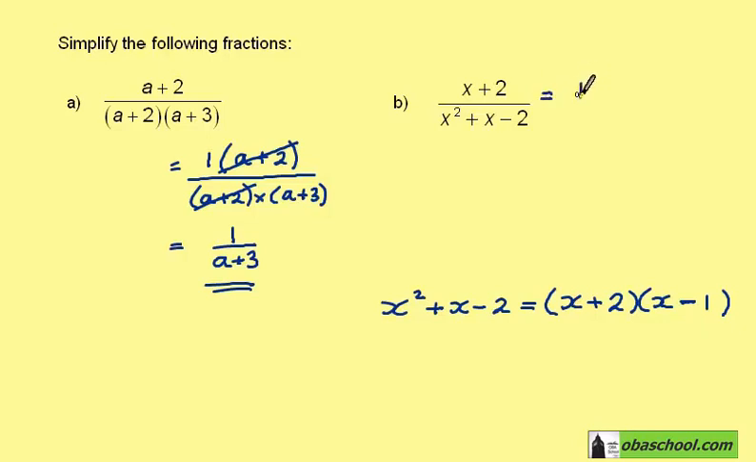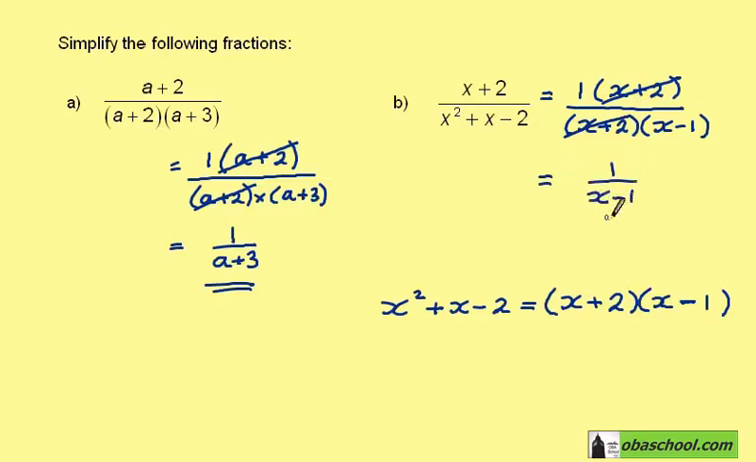So this fraction is 1 times x plus 2 divided by x plus 2 times x minus 1. The x plus 2's therefore cancel, giving us 1 over x minus 1.